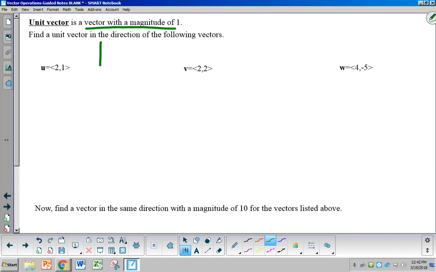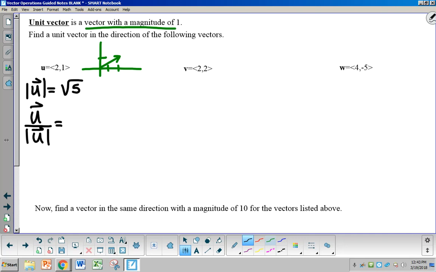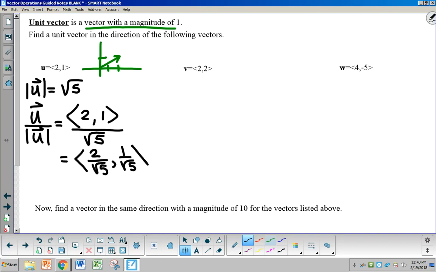Okay, so I have this vector 2, 1. And I want a vector in that same direction that measures 1. What is the magnitude of u? Root 5. That certainly is not a magnitude of 1. But how can I change that magnitude of root 5 into a 1? Divide by root 5. So I could take my vector u and divide by the magnitude of u, and we'll see if that works. My vector is 2, 1, and I'm going to divide by root 5, which means it's a scalar multiple of it. So this is going to be 2 over root 5, 1 over root 5.